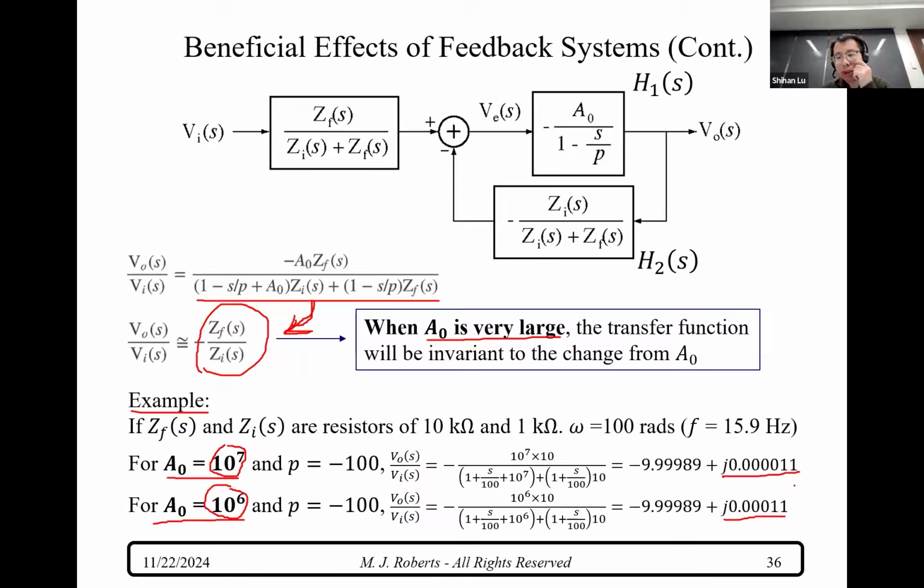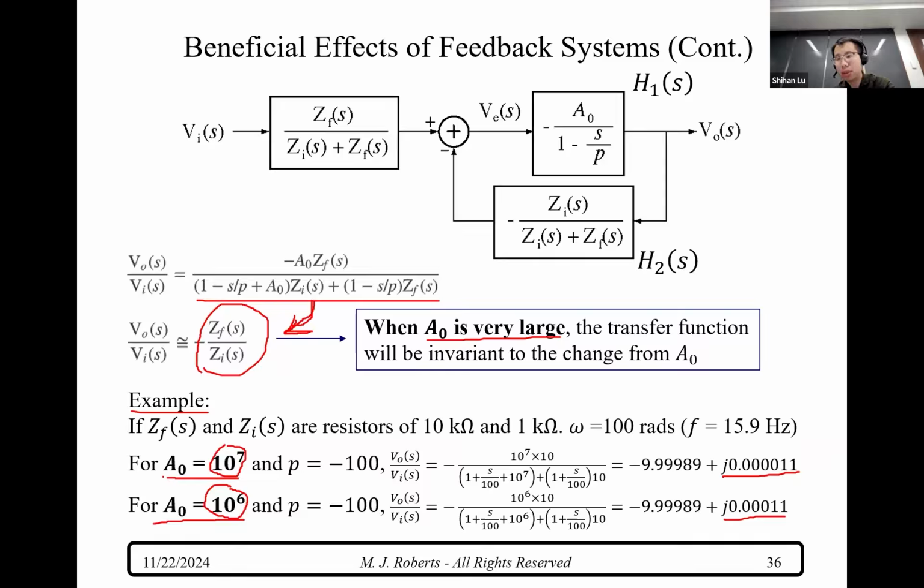So the change in the transfer function is less than 0.01%, but the difference is in A naught, which is the low frequency gain of the op amp. The change in A naught is actually huge, 10 times different, right? But the change in A naught does not really affect the system behavior, does not really change the transfer function of this system. This is what we want, right?